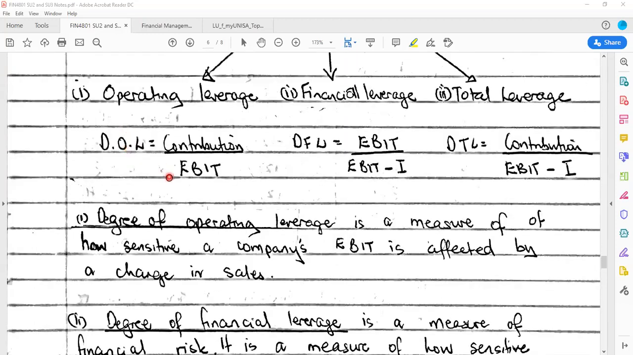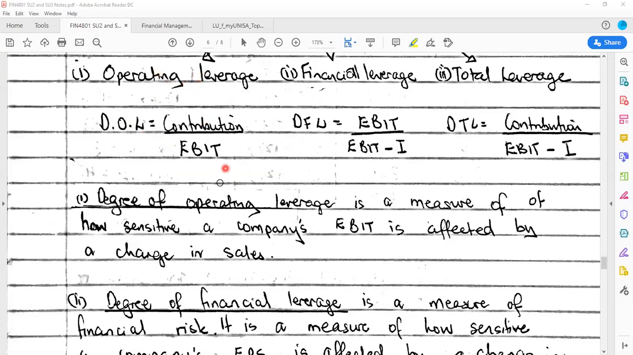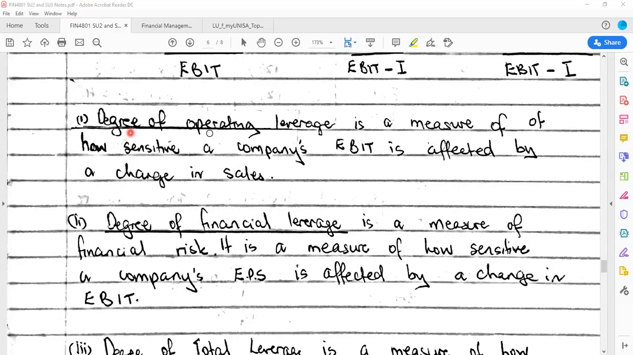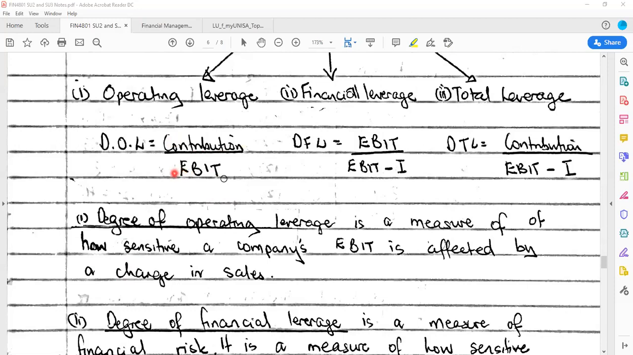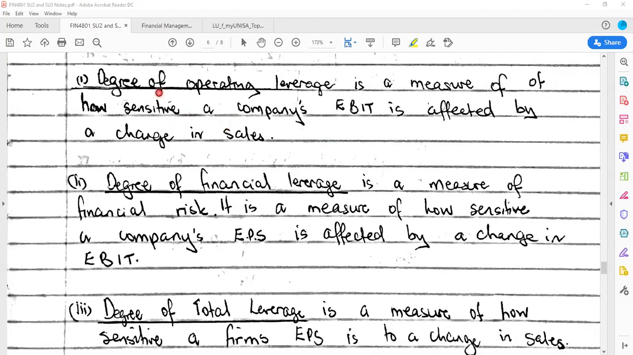So with the degree of operating leverage, this is the formula. It's contribution over EBIT to get the degree of operating leverage. The degree of financial leverage is EBIT over EBIT minus interest expense, and the degree of total leverage is given by the contribution over EBIT minus interest. We can also get degree of total leverage by simply multiplying degree of operating leverage and degree of financial leverage. So let's briefly talk about each of these, okay?